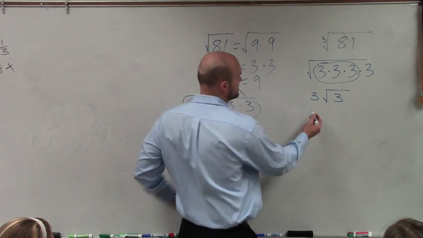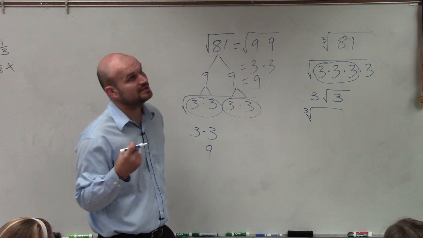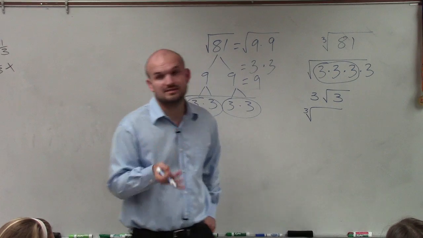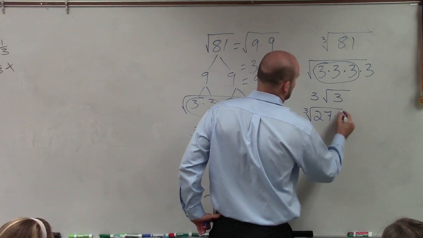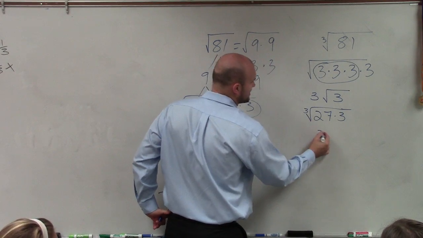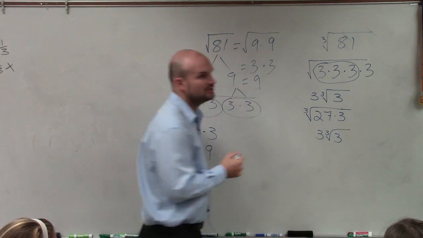The other way you guys could look at this is also taking the cube root. Remember I said the cube root numbers we discussed were 8, 27, 64. You guys could see that this is 27 times 3. So the cube root of 27 is 3 cube root of 3. Sorry about that. Make sure you include that 3.